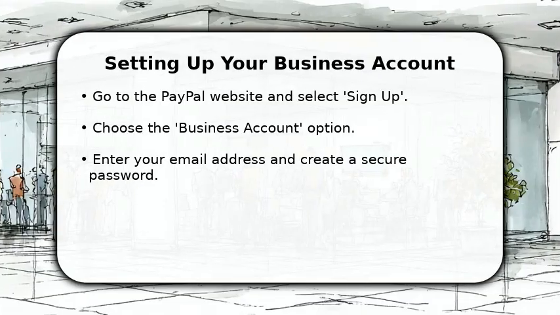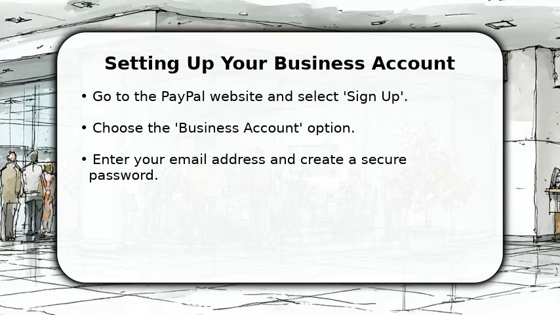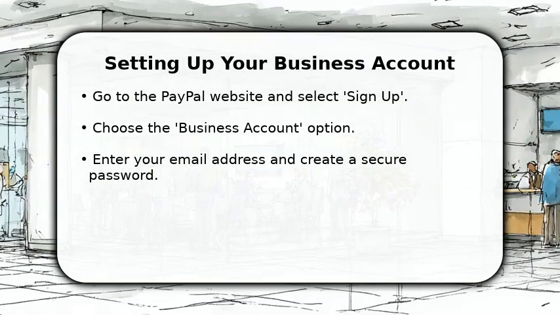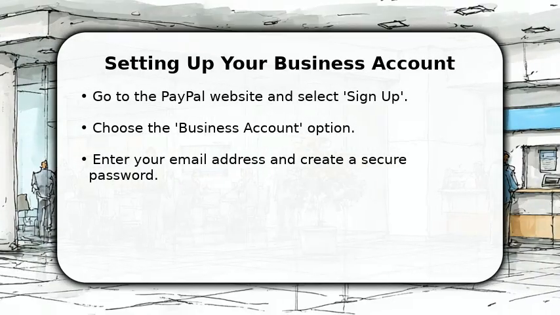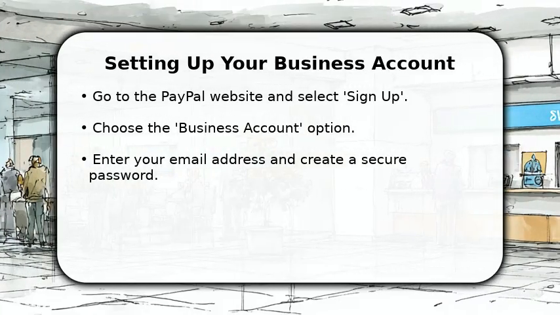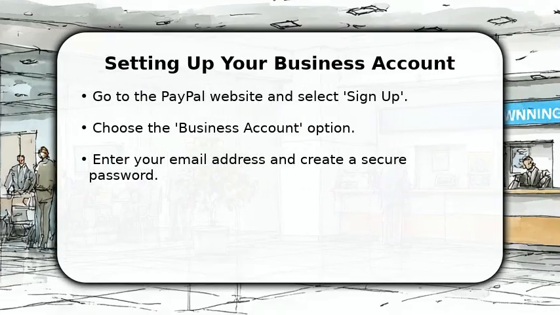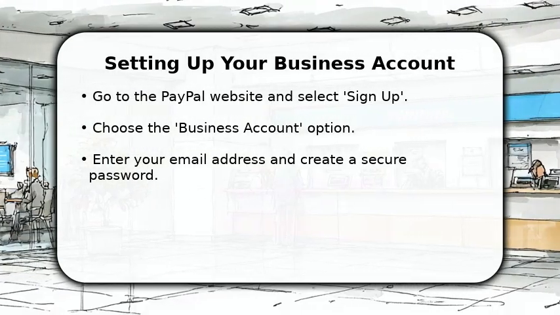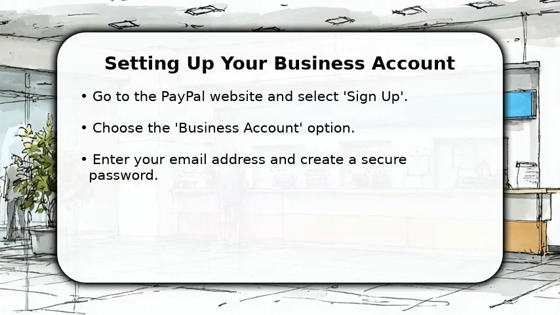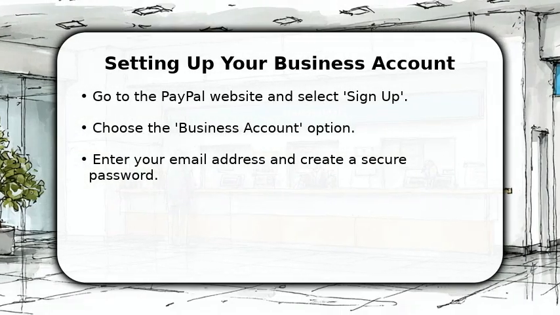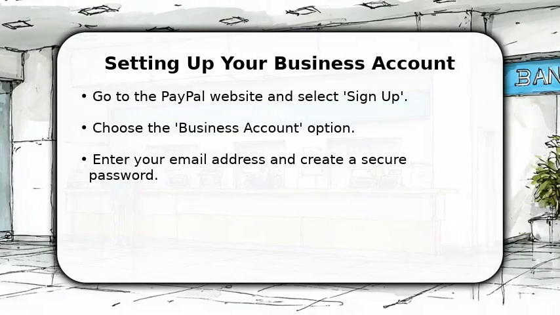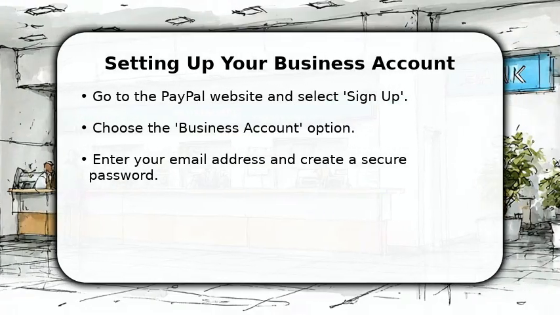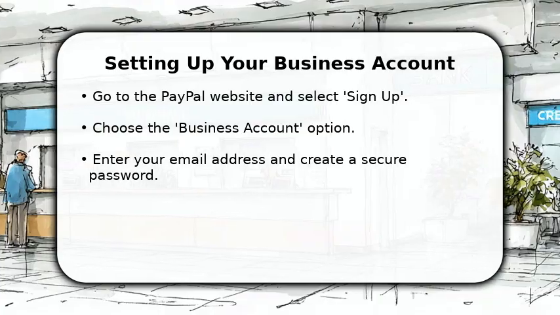In this video, I will explain how to set up your PayPal business account. First, navigate to the PayPal website and click Sign Up to begin. Choose the business account option, then enter your email address and create a strong, unique password. You'll also need to provide your basic business information, including your legal business name and contact details, to get started smoothly. This initial step is quick and straightforward.